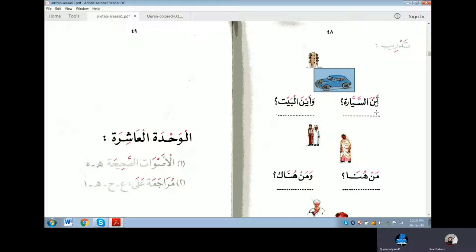The car is on top of the picture. The car is here. The answer is, the car is here. What would you write here? You would say, here means huna. Here means huna. As-sayaratu huna. You would write, the car is here. As-sayaratu huna. Good. Okay.